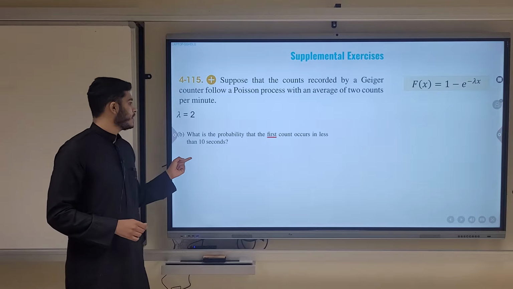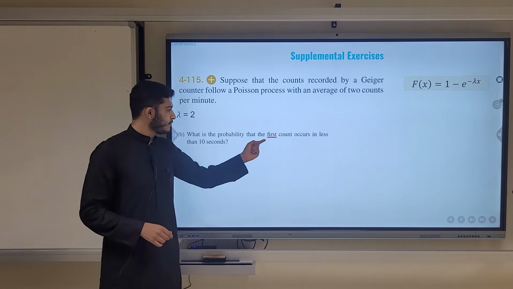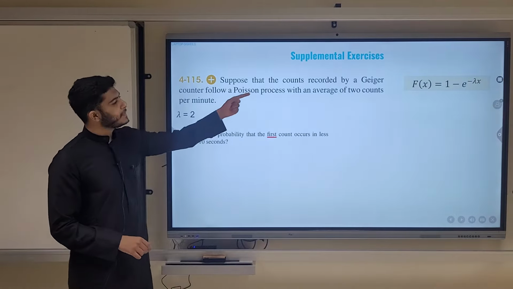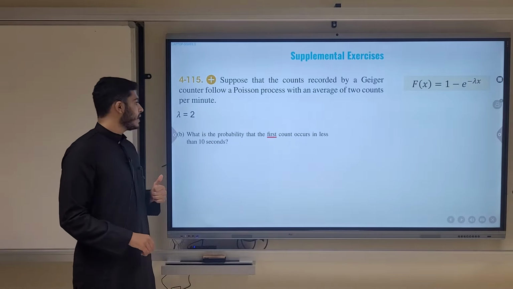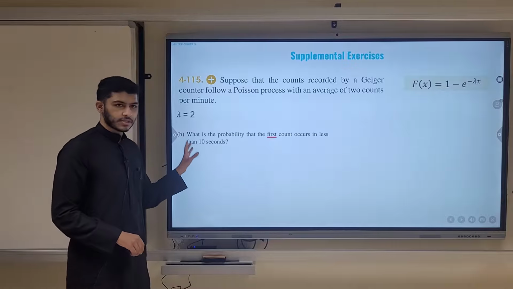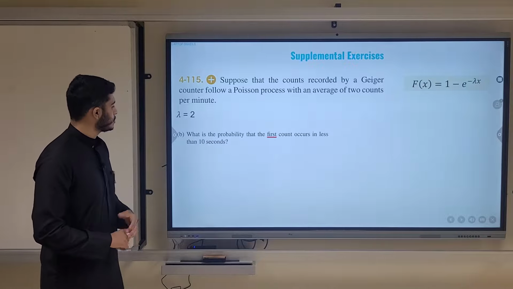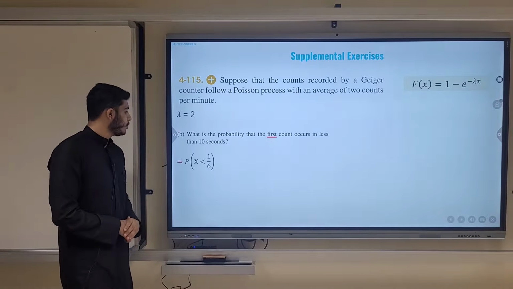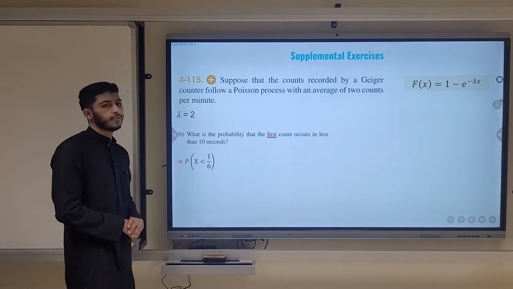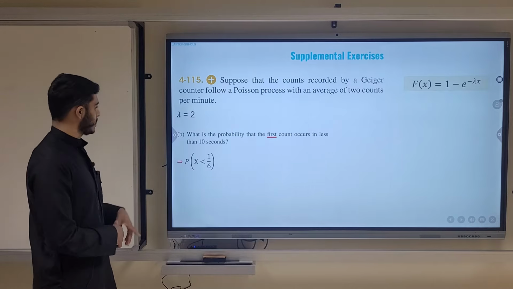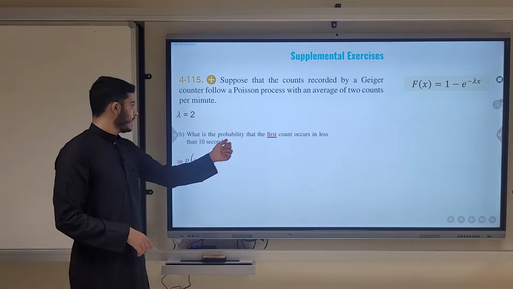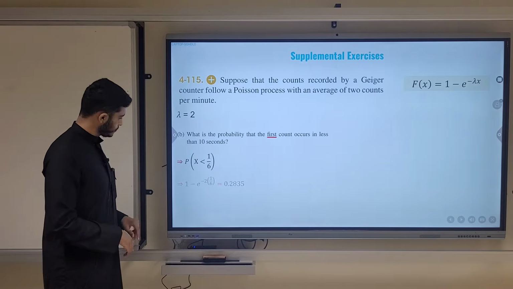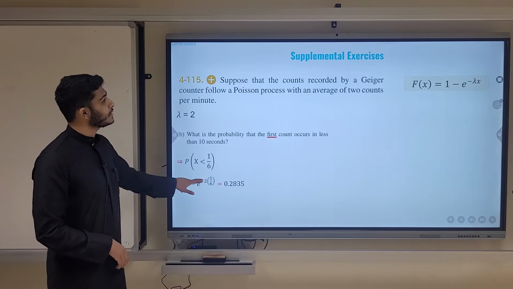However, here in the question, they are asking about the probability that the first count occurs in less than 10 seconds. So we either make our lambda in seconds, or we make the x in minutes. I chose to make this one in minutes, divided by 60. You're going to end up with the probability of x less than 1/6, because you want the first count to occur in less than this time. So use the formula right away and you're going to get the answer.